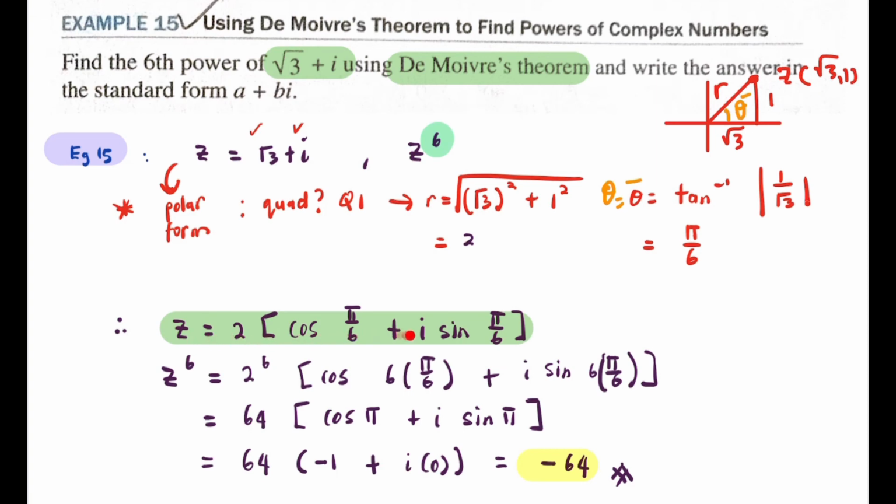Since we are already in polar form, now let's take the power of 6. Okay, so z to the power of 6 is just 2 to the power of 6. And then write the structure in the bracket, cos plus i sin. And then let's multiply our angle by 6. And then let's solve this. This is just pi. So if the question asks you to give polar form, this is your answer in polar form. However, the question asks us to give our answer in standard form, a plus bi. So let's open up. Cos theta is -1. Sin theta is 0. And then just multiply 64 inside. So this is your final answer, -64.